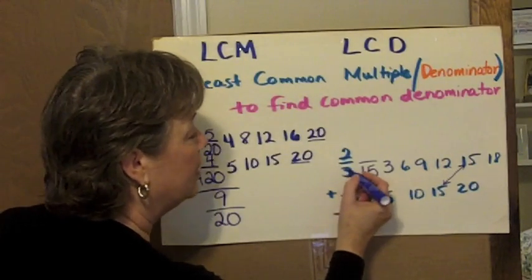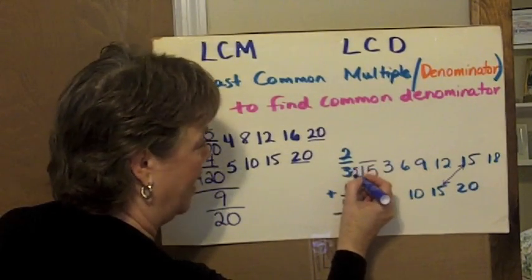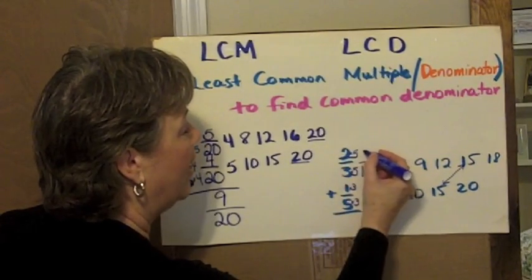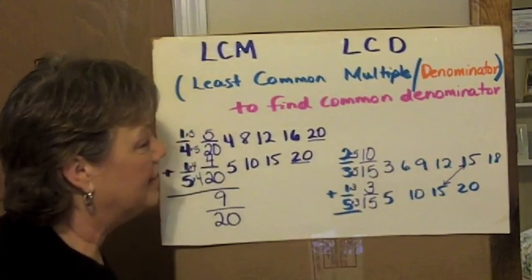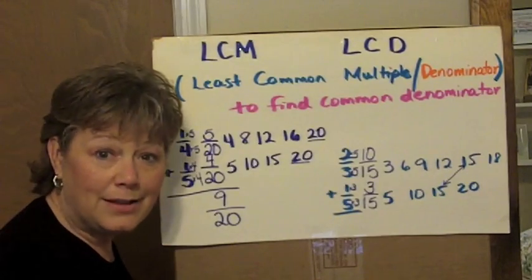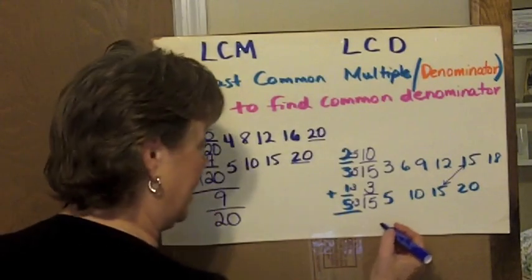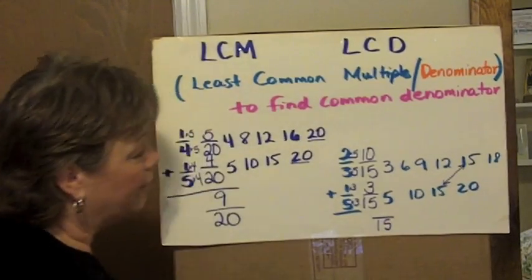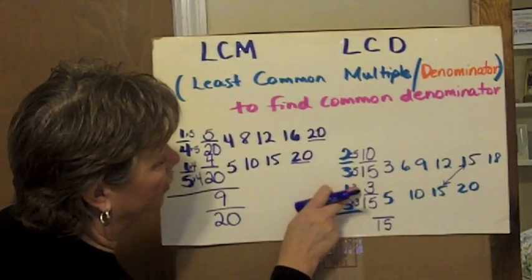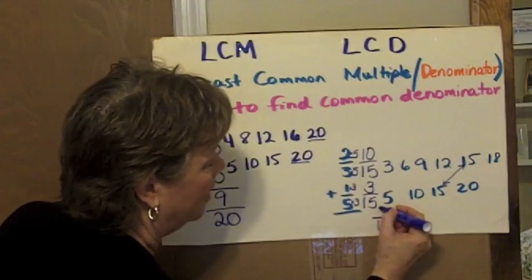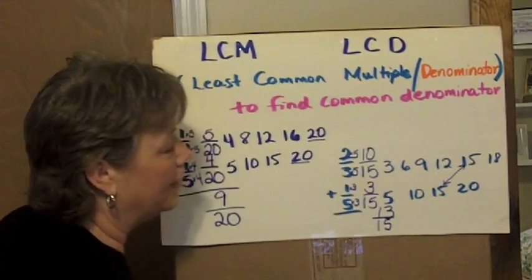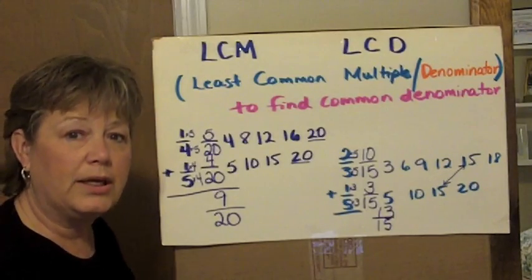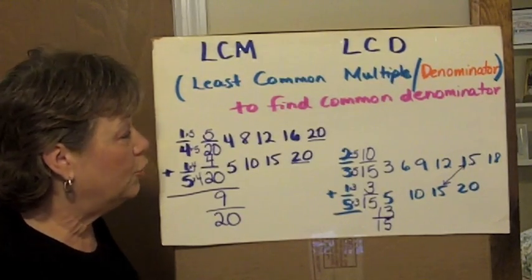And down here, 3 times 5 is 15, so I must do it to the numerator. 2 times 5 is 10. So now I have a common denominator that's going to stay the same in my answer. It's going to be 15ths. And I'm going to add my numerators. 3 plus 10, 13 becomes my answer: 13/15ths.